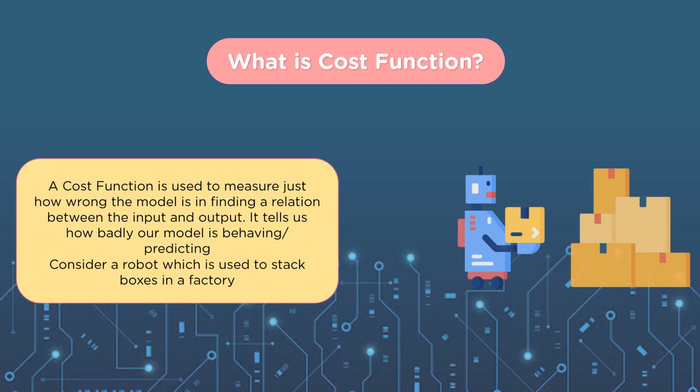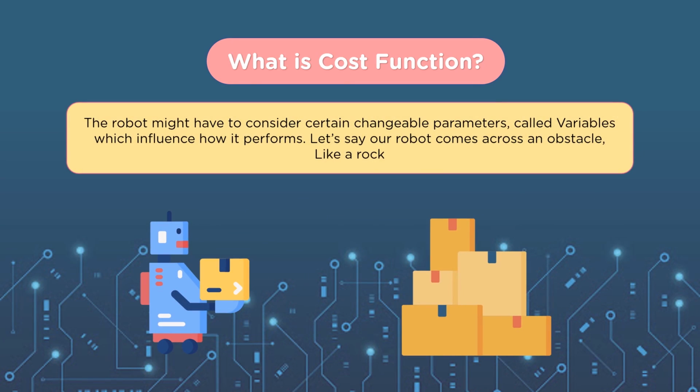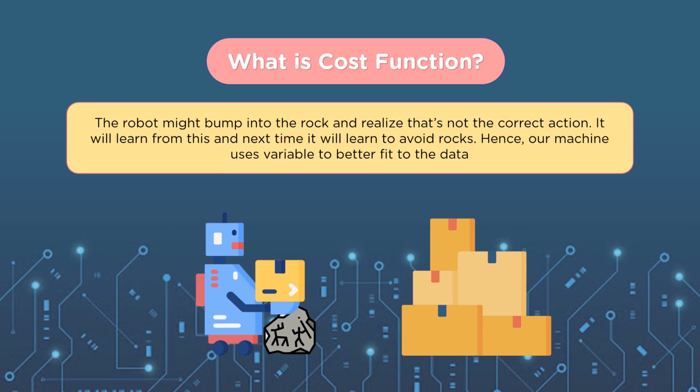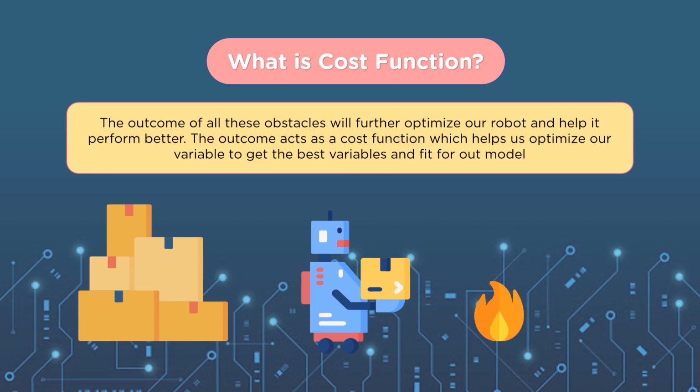Consider a robot which is used to stack boxes in a factory. The robot might have to consider certain changeable parameters called variables which influence how it performs. Let's say our robot comes across an obstacle like a rock. The robot might bump into the rock and realize that's not the correct action. It will learn from this, and next time it will learn to avoid rocks. Hence, our machine uses variables to better fit to the data. The outcome of all these obstacles will further optimize our robot and help it perform better. The outcome acts as a cost function which helps us optimize our variables to get the best variables and fit our model.